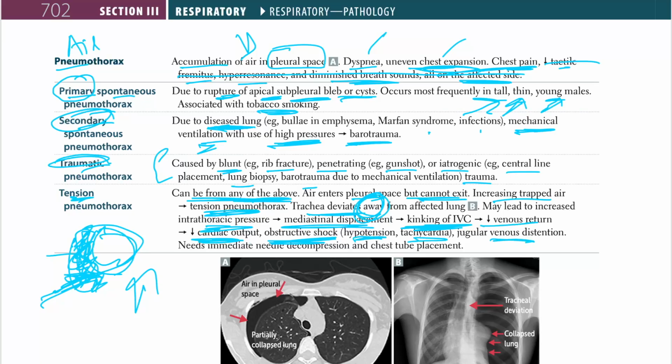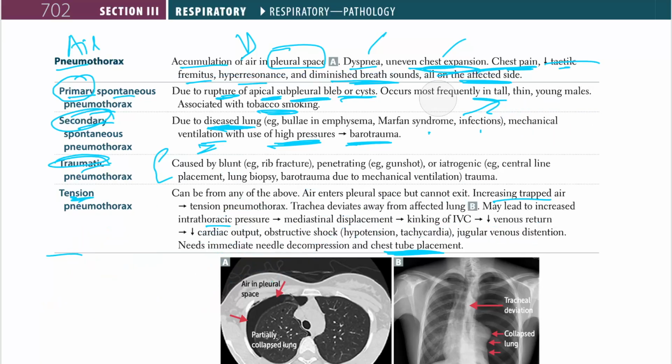JVD, jugular venous distension. It needs immediate needle decompression and chest tube placement.